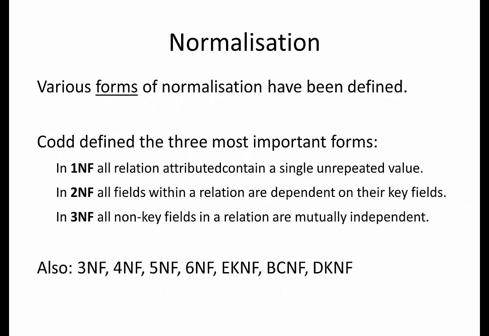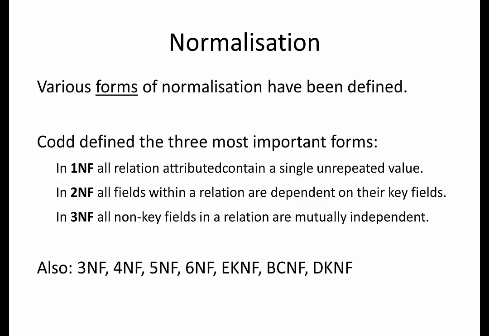Okay, so there are three forms of normalization that we need to consider here. There are in fact quite a few others defined. I don't know anything beyond the third normal form, so don't ask me what fourth normal form is, I have no idea. Okay, so Codd defined the first three, which are what we're going to go through.